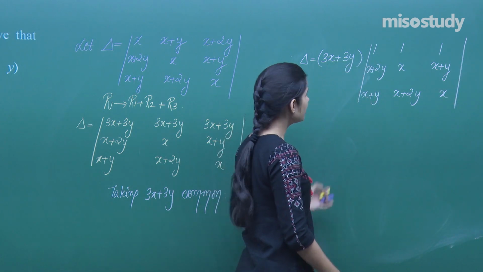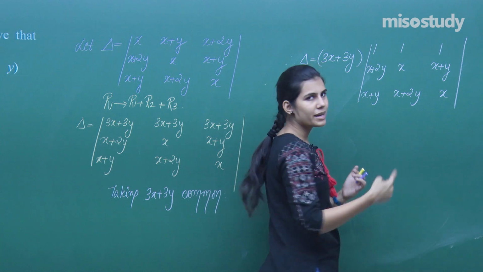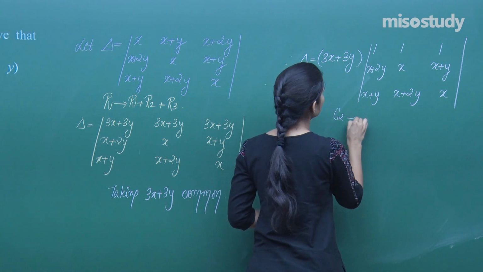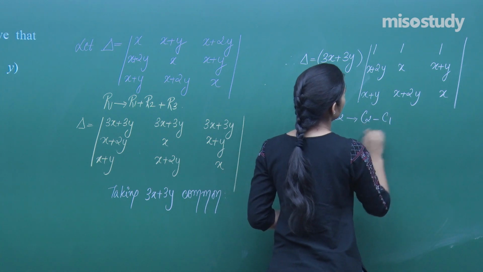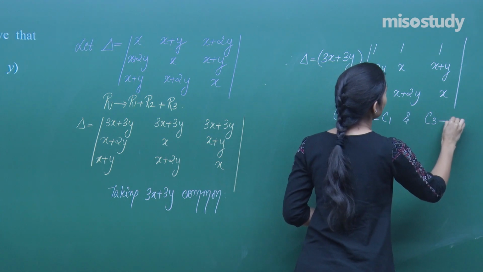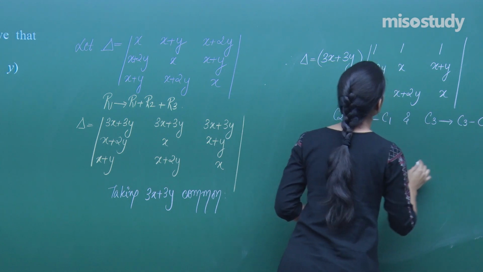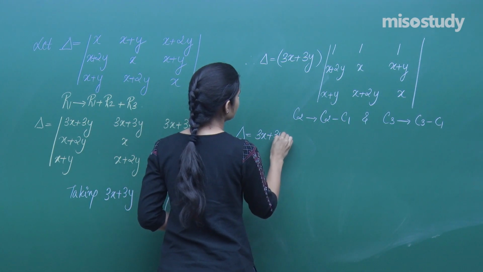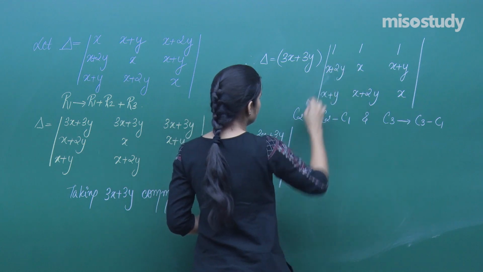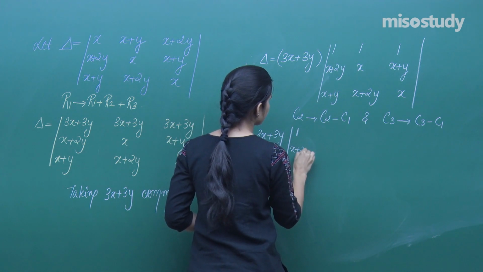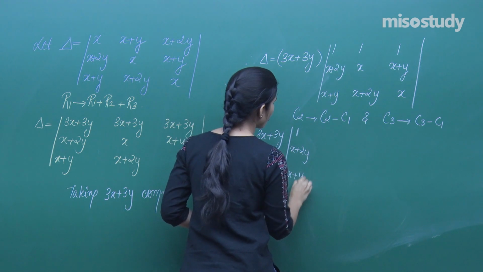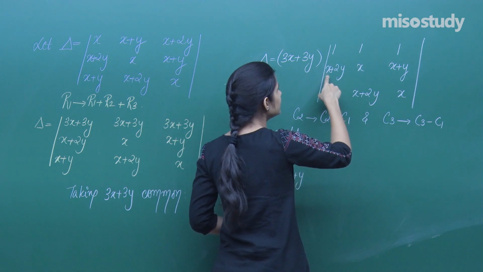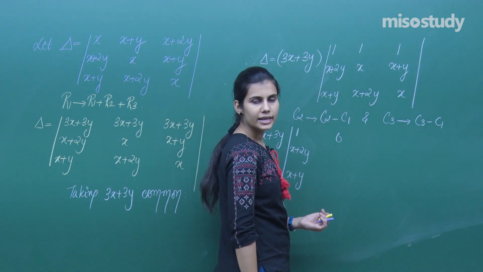Clearly for simplification, in order to compute the value of this determinant, I want the maximum number of zeros in any row or any column. So I will be taking column 2 goes to column 2 minus column 1, and column 3 also goes to column 3 minus column 1. This gives me del is equal to 3x plus 3y, column 1 as it is, column 2 minus column 1, 1 minus 1 is 0, x minus 2y.